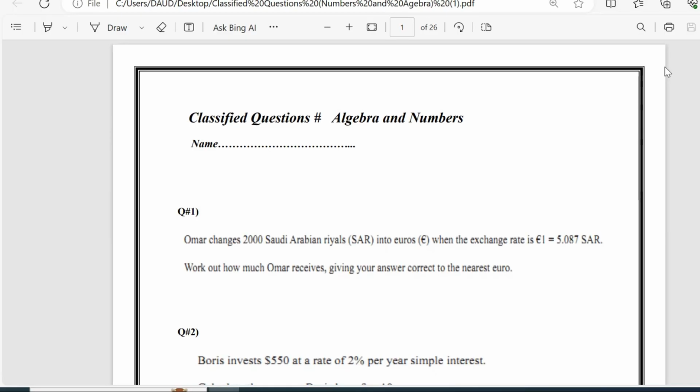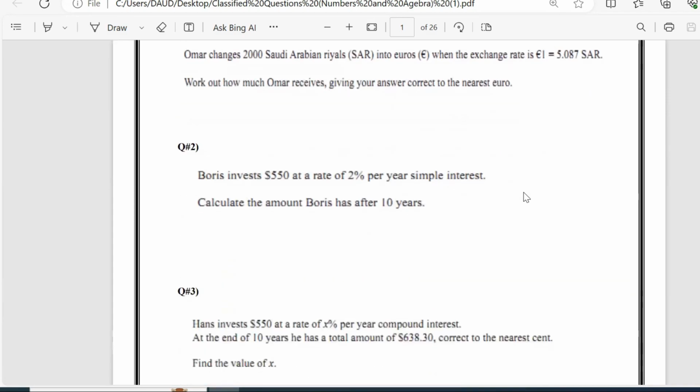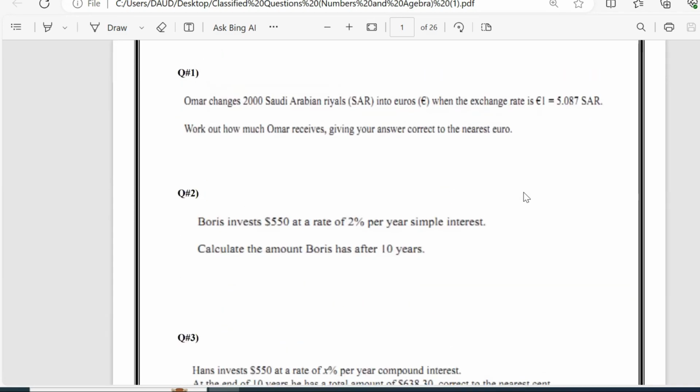Today we will discuss classified questions of algebra and number. So we continue the discussion from question number one onwards. Here we have question number one, related to currency exchange.